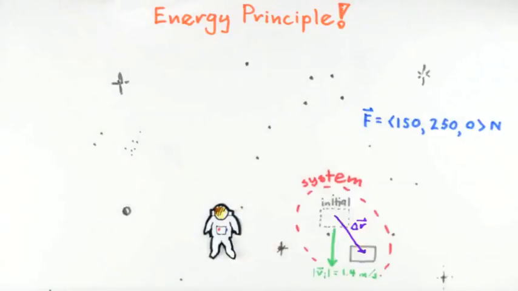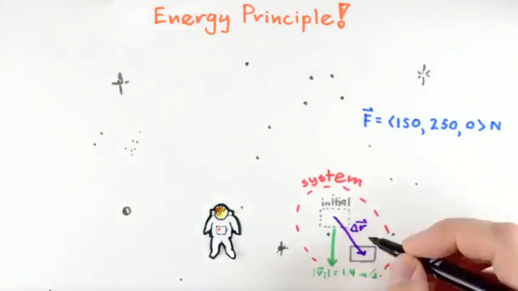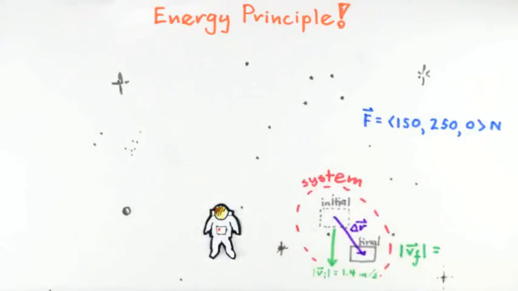Here, the initial state is the box at some position when it is moving with the initial speed 1.4 meters per second. And the final state is the box displaced by delta R and moving with some unknown final speed that we need to find. Notice we don't know in this problem what the box's initial position is. We just sketched it starting here, but any place would be fine. However, once we sketch that, then the final position is determined because the displacement is specified.